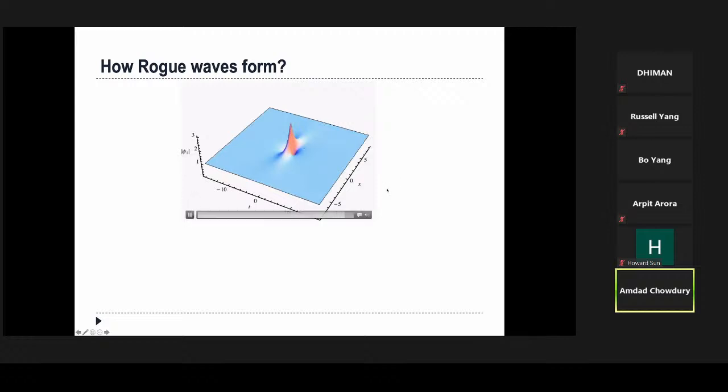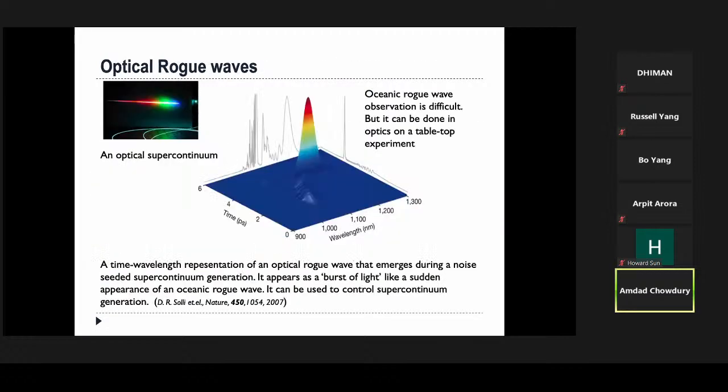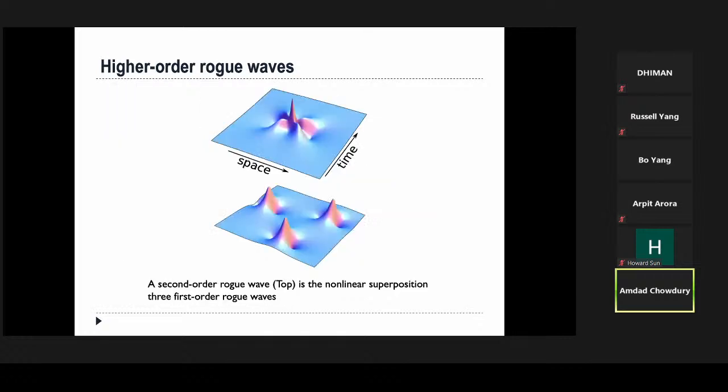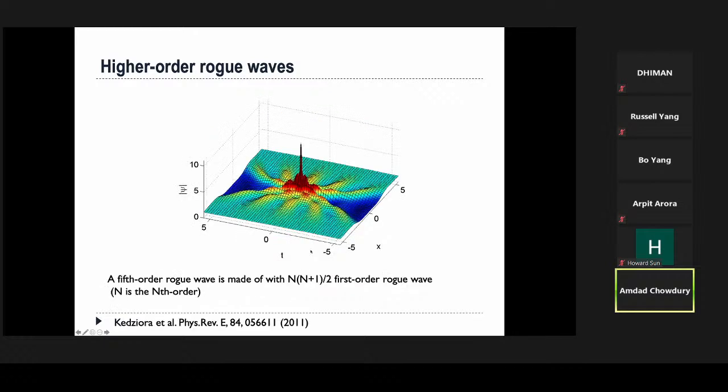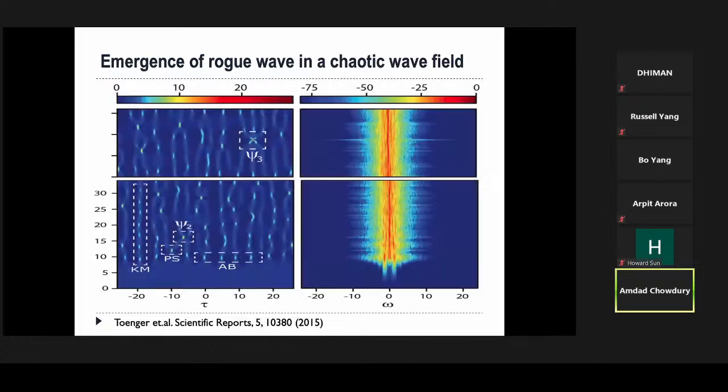Very high intensity optical pulses can be found in optics. These are optical rogue waves. This is a higher order optical rogue wave, second order, and this is a nonlinear superposition of 3 first order ones. This is a fifth order rogue wave, and if we break them apart, we can get a cluster of rogue waves. And in a real world scenario, in a chaotic wave background in a numerical simulation, we can see that this kind of localized formation can be observed in a realistic scenario.